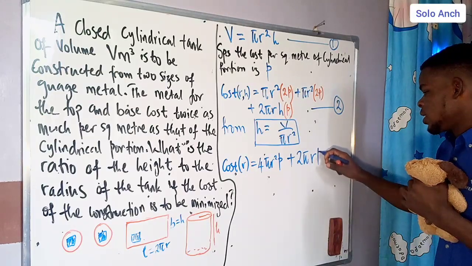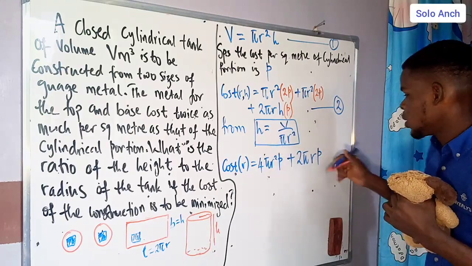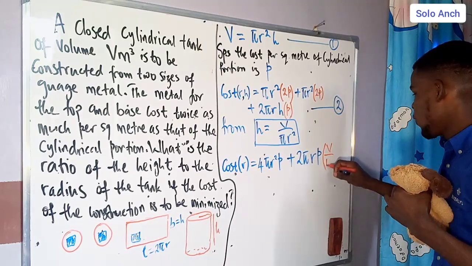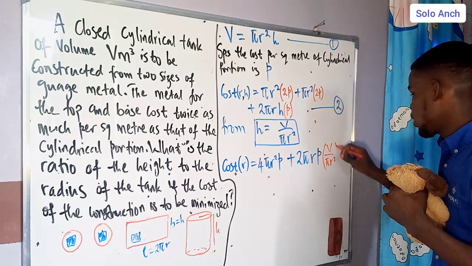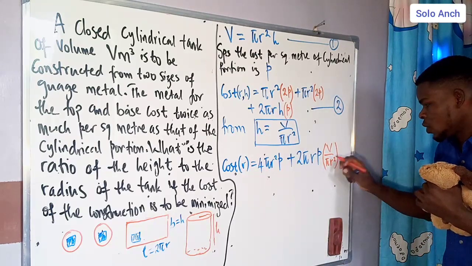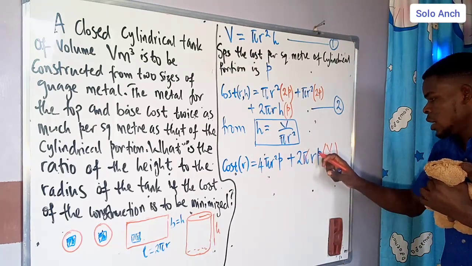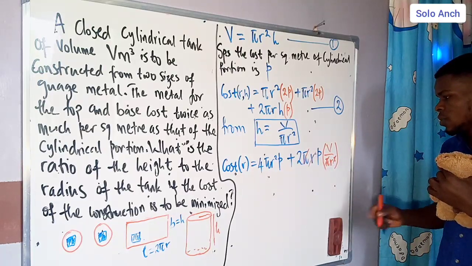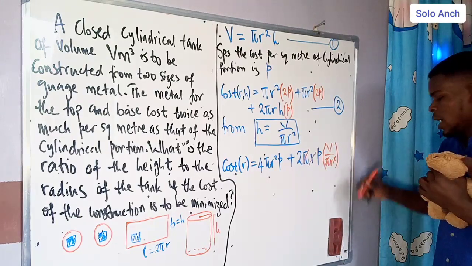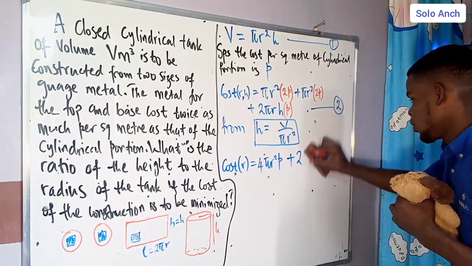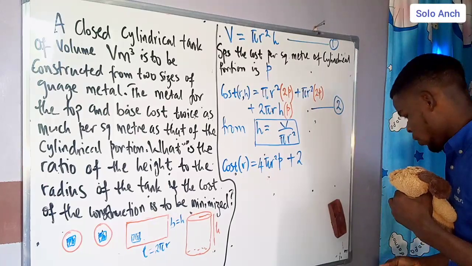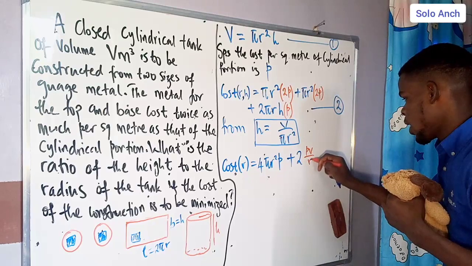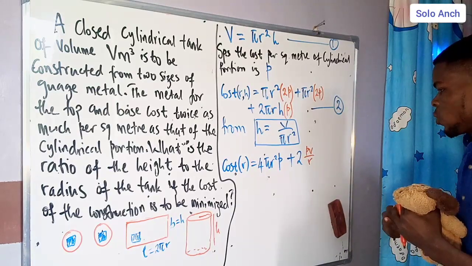But what is this h? We've solved for h to be v over pi r squared. So let's cancel things a little bit. Notice that this pi will cancel out with this pi here, and the r will cancel out with one of these r's. So we're going to have 2pv over r left here. So let me just put that down: 2pv over r. That's exactly what we're going to have.